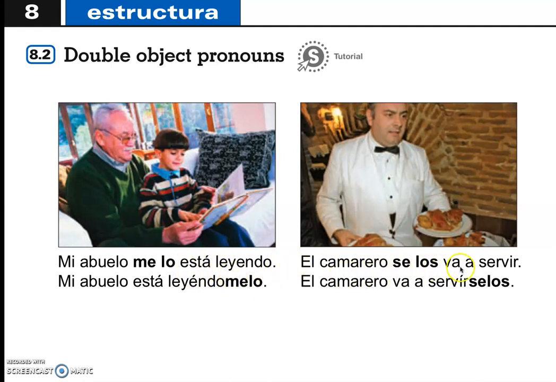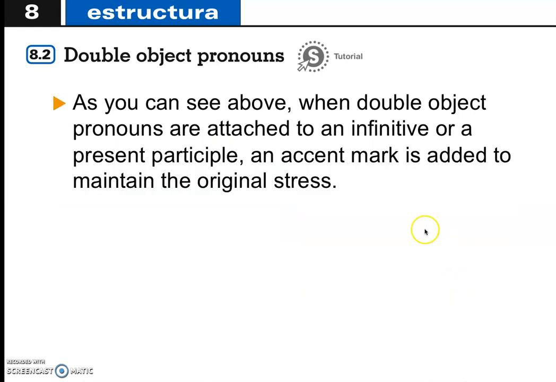El camarero se los va a servir, or el camarero va a servírselos. Right? The only difference is when you attach them to the back, you have to put these accent marks. Okay, muy bien. I already talked about the accent. We just talked about that, and that's it.